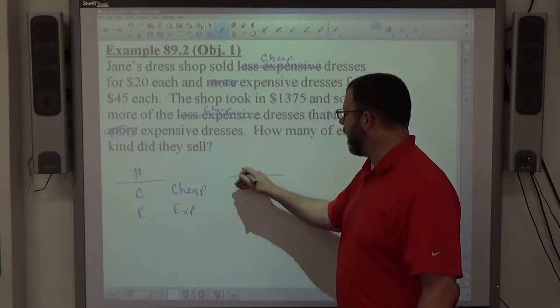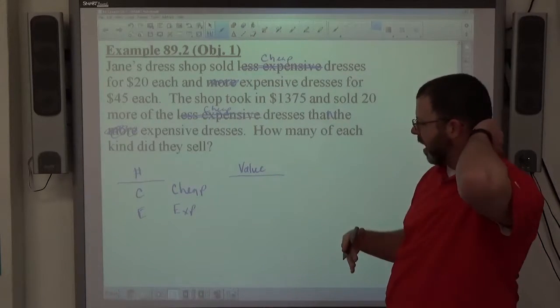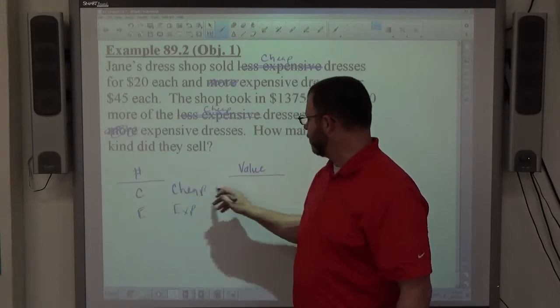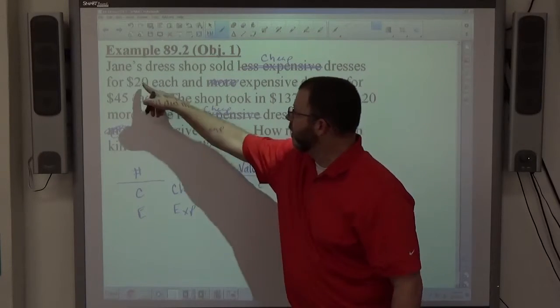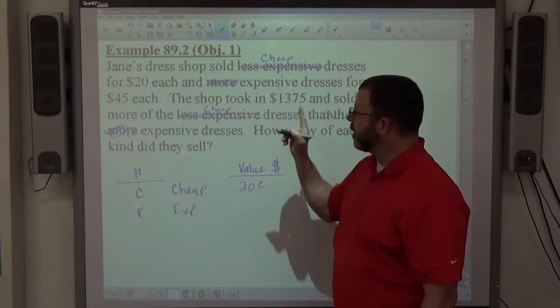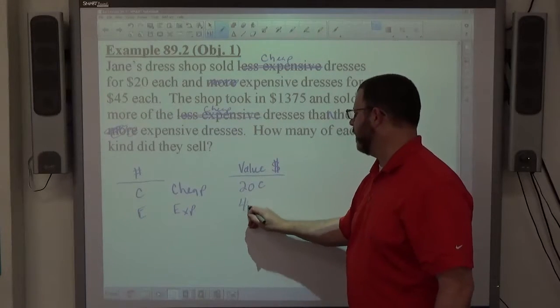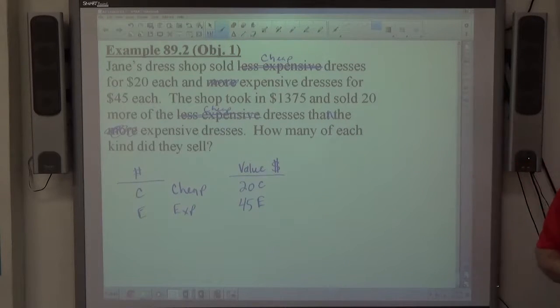And as far as the value of those dresses, the amount of money made in selling each type, every cheap dress cost $20 and we bought C of them, so 20C is how much money was spent. This is in dollars, right, because that's $20. And every expensive dress cost $45, we bought E of them, so 45E represents how much money was spent altogether in dollars on the expensive dresses.